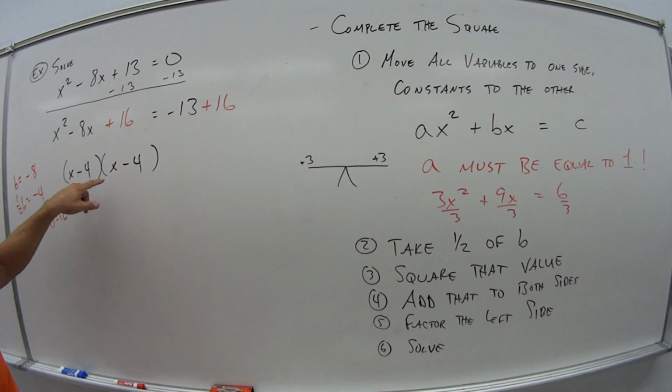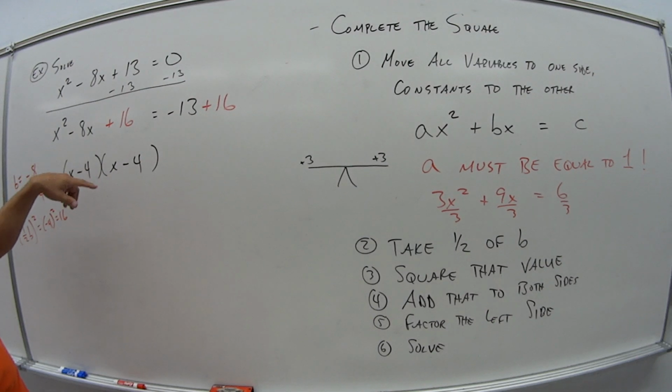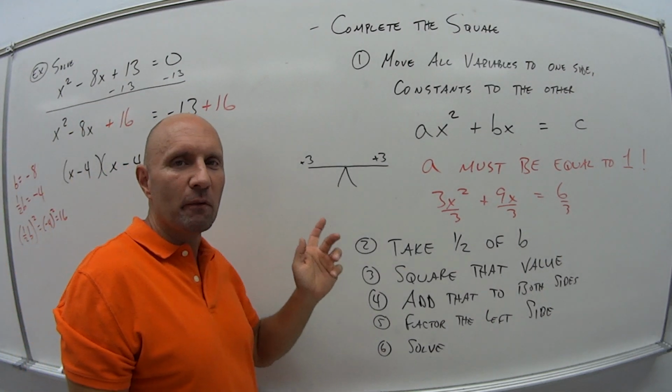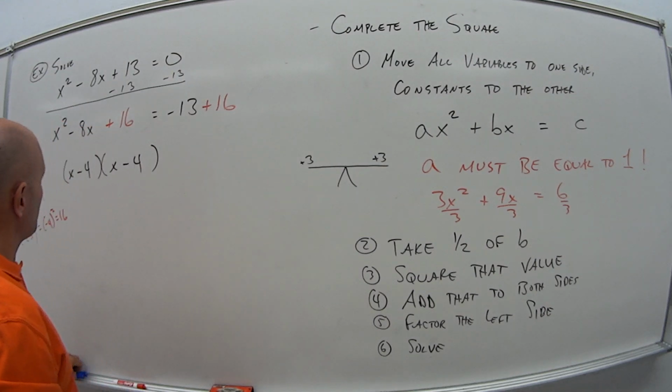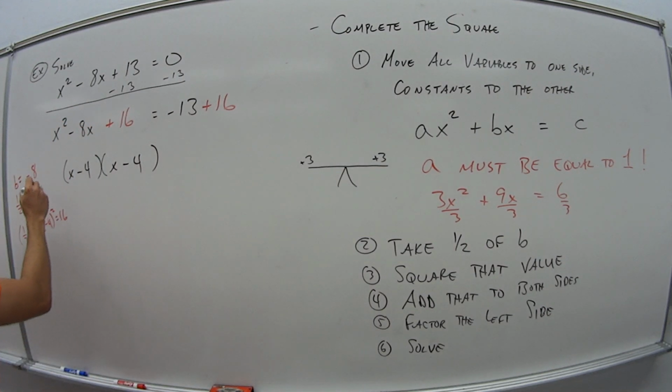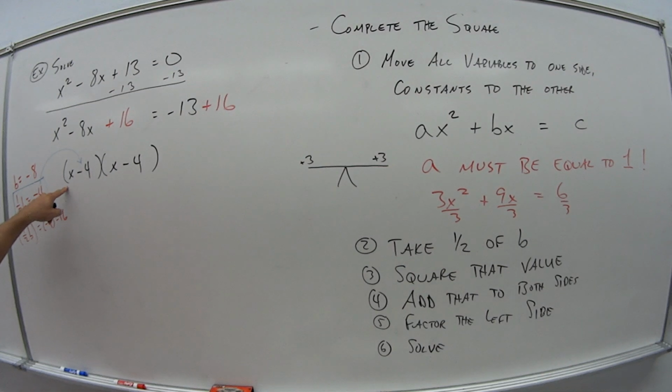If you FOIL this out, you get what? Positive 16, minus 4 is minus 8. I didn't even have to think about this. Why? Because I already have minus 4. Where do I have minus 4? Right here. So whatever half of b is, that's going to go into this perfect square trinomial.